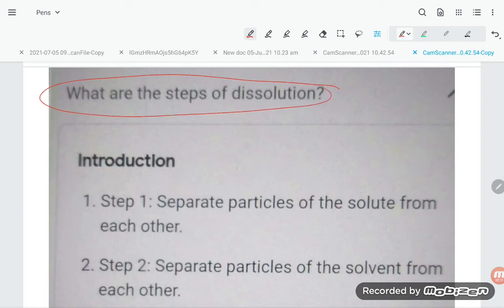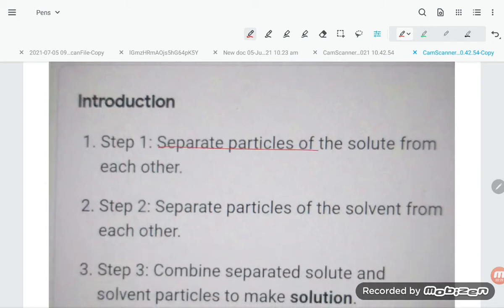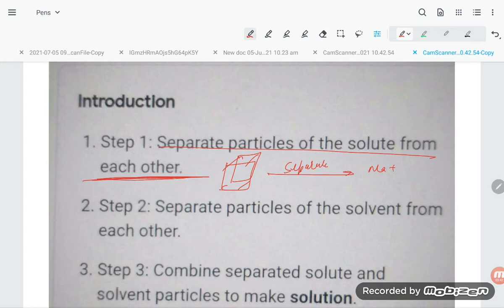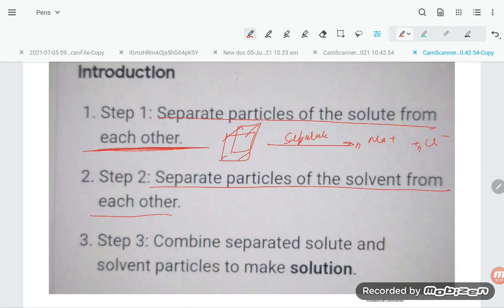What are the steps of dissolution? Firstly, separate the particles of solute from each other. Suppose this is an NaCl crystal; you have to break it out and separate Na plus and Cl minus. Second, separate the particles of solvent from each other. The solvent particles also have to be separated. And lastly, combine the separated solute and solvent particles to make the solution.